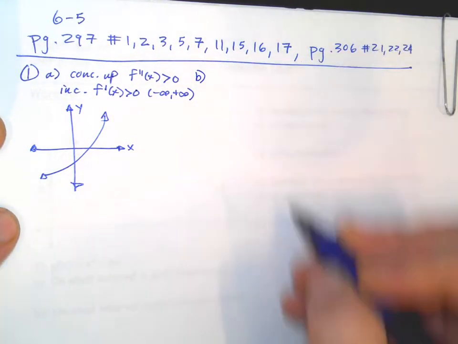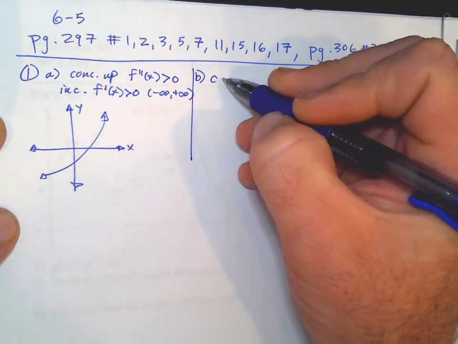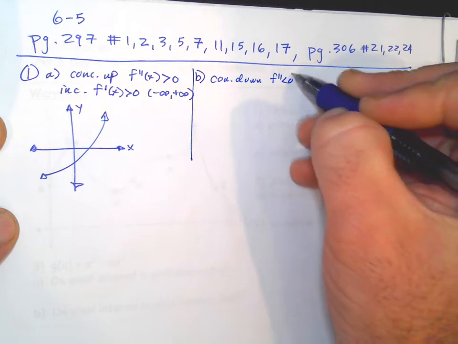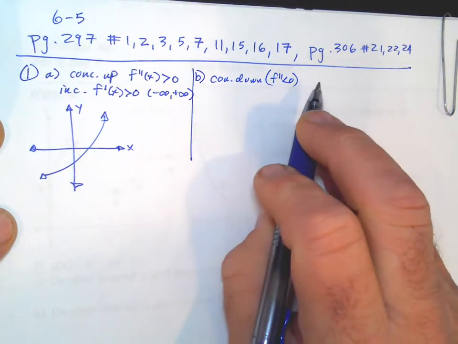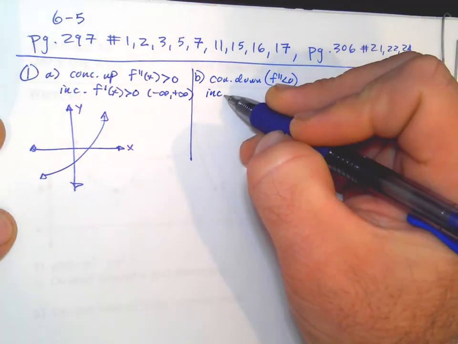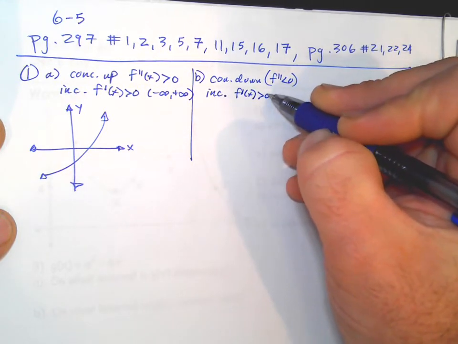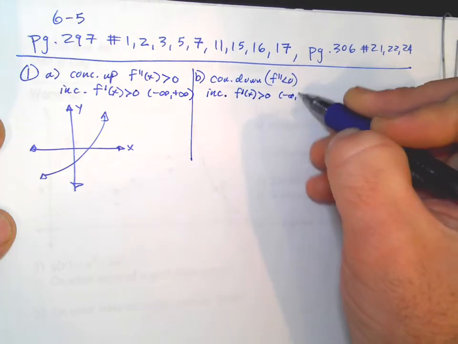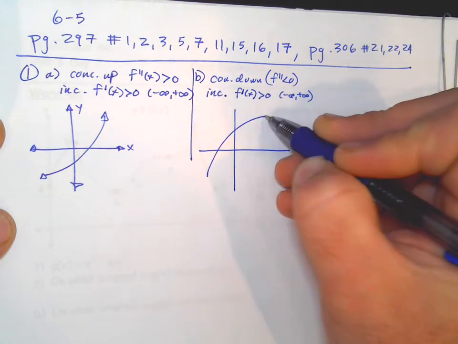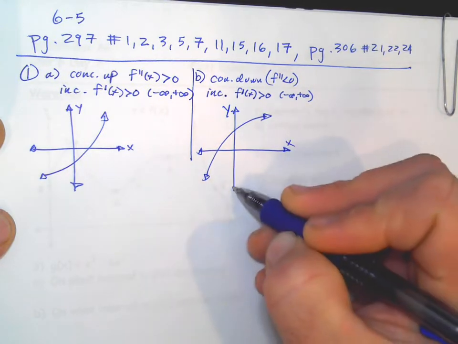Part B said that we want a function that's concave down, which means f double prime is negative. That's something you're supposed to put in your answer. It says to discuss the signs of f prime and f double prime, and it is increasing. So f prime is positive on the interval negative infinity to positive infinity. So it's concave down the whole time, but increasing. It's going up left to right, but it's concave down. So that's how that would look.